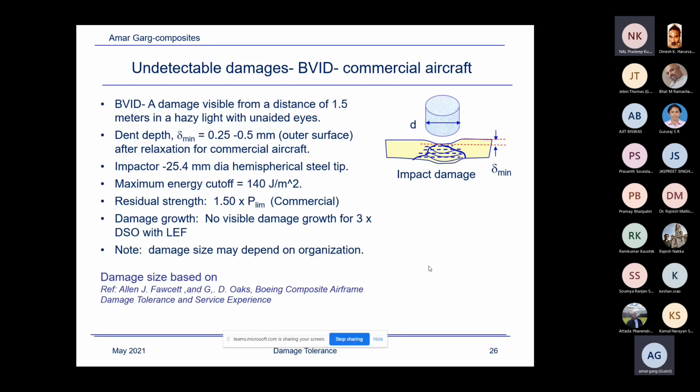Sir, excuse me. Sir, can you please throw some light on the inspection program? How can we do the scheduling of the inspection program, after how many hours or something like that? For metal as well as composite, sir.